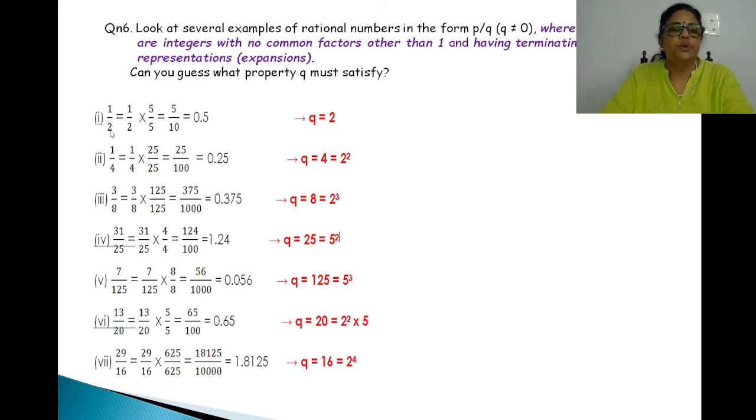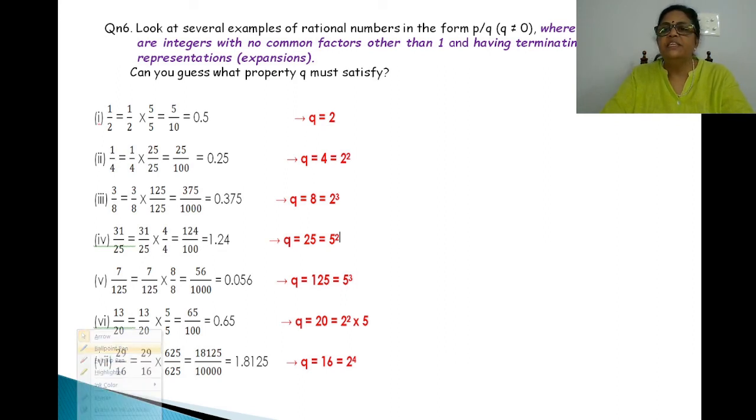Here 1 and 2, no common factor. 1 and 4, no common factor. 3 and 8, no common factor. 31 and 25 do not have any common factor. 7 and 125 do not have any common factor. 13 and 20 do not have any common factor. 29 and 16 do not have any common factor.